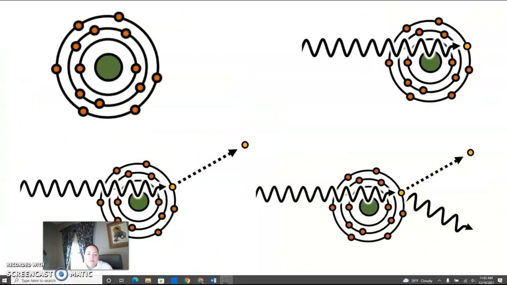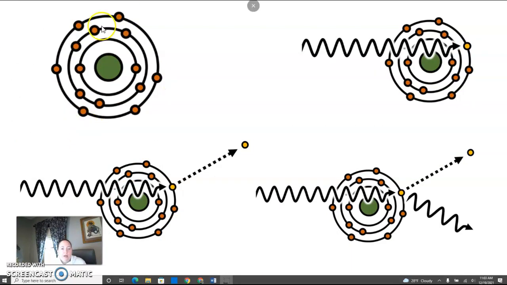All right, here you go. Series of pictures here. We have an atom. Is this interaction in the tube or at the patient? Is it a straight line or is it a wave? We've got a wave coming in. This tells me I am at the patient, not in the tube. So it's either going to be Compton or photoelectric. I'm dealing with an outer shell electron.